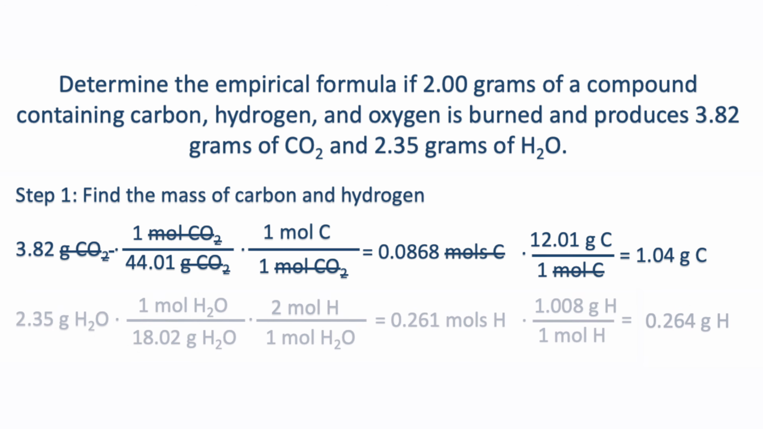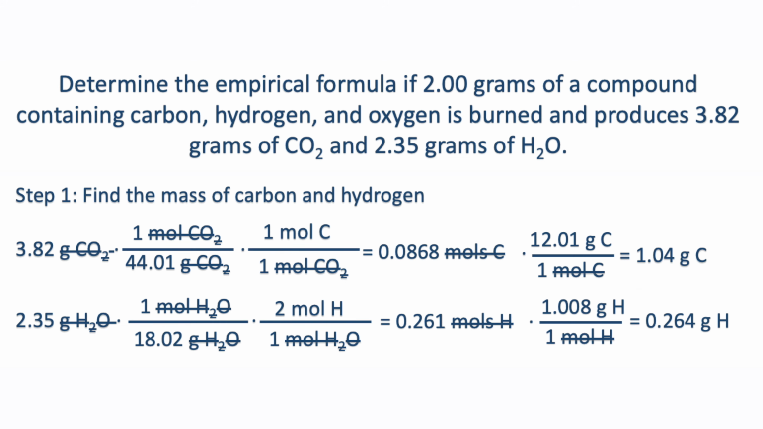We do these same steps for hydrogen, noting that there are 2 moles of hydrogen atoms in every 1 mole of water molecules, and we find that there are 0.261 moles of hydrogen atoms in our unknown. Oxygen is a little bit more complex because it is in both products, so an easy way to determine the amount of oxygen is to find the difference in mass between the unknown and the mass of carbon and hydrogen. 0.0868 moles of carbon atoms has a mass of 1.04 grams of carbon, and 0.261 moles of hydrogen atoms have a mass of 0.264 grams of hydrogen.